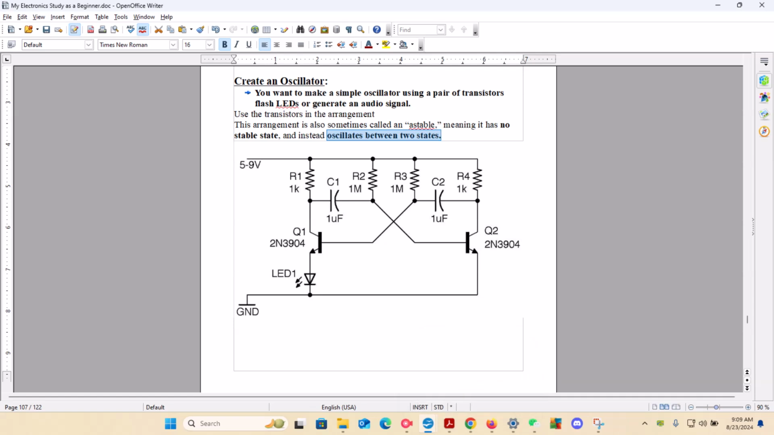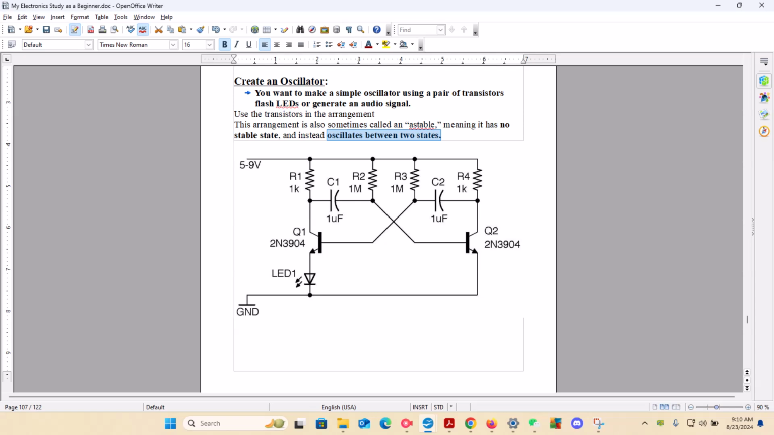So we have 5 to 9 volts coming in, and notice we have 4 resistors. Resistor 1 is 1K ohms. The next one would be 1 mega ohm. Resistor 2, resistor 3 would be 1 mega ohm. Resistor 4 would be 1,000 ohms.